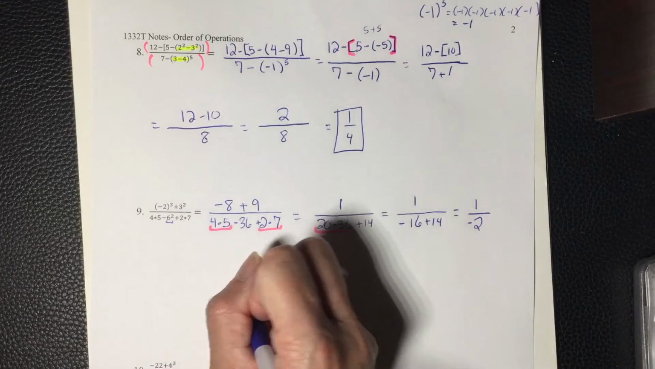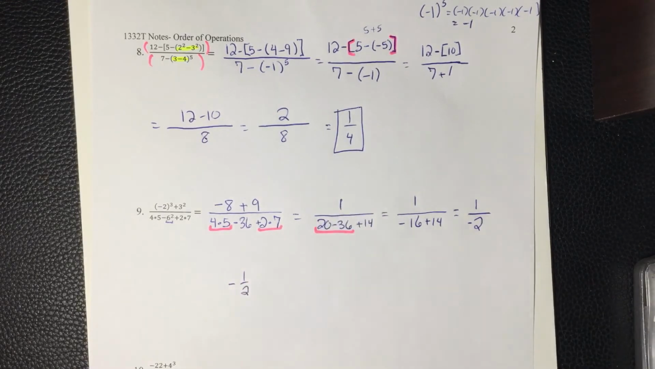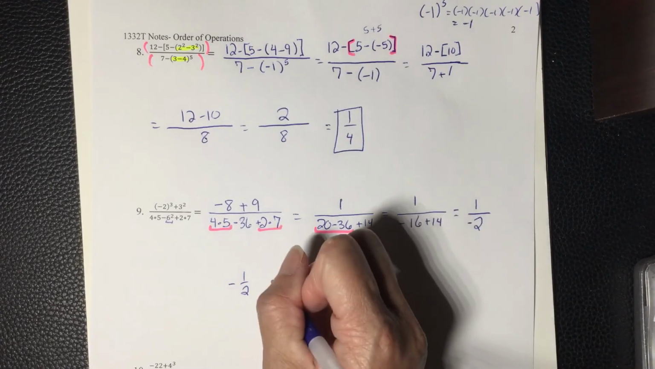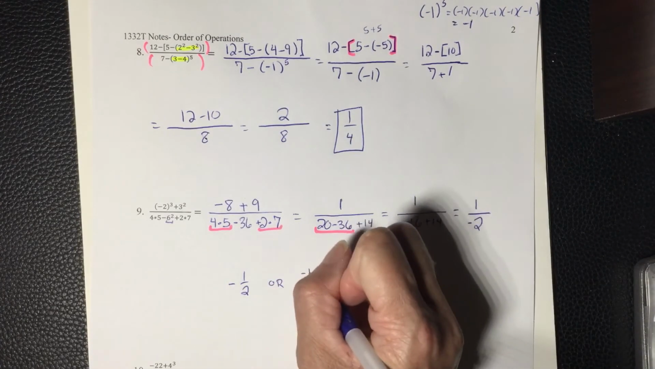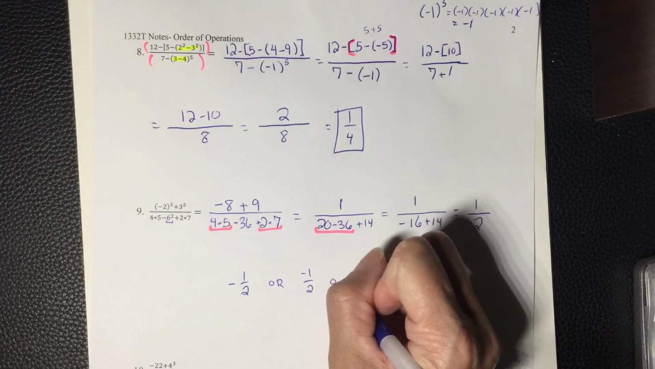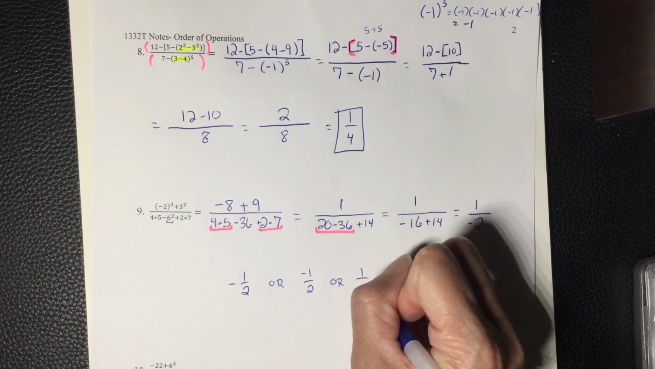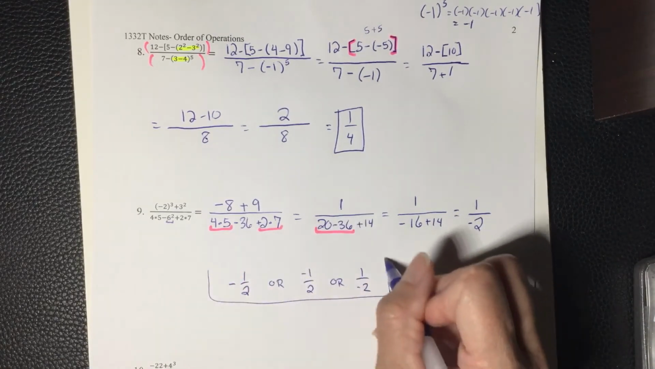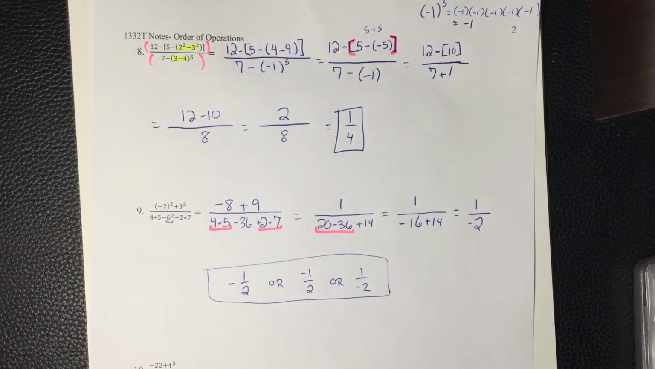When you're dealing with negative fractions, you can write the answer with a negative up front, or you can keep the negative in the numerator, or you can keep the negative in the denominator, and it's the same thing no matter how you write that, so any of those are fine.